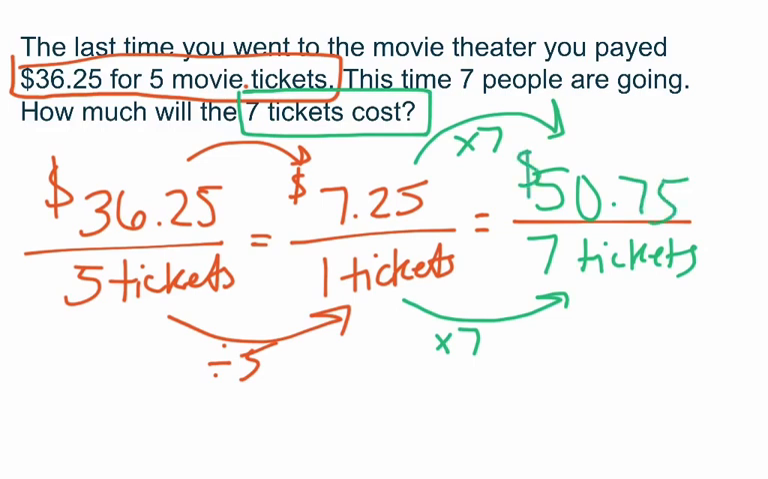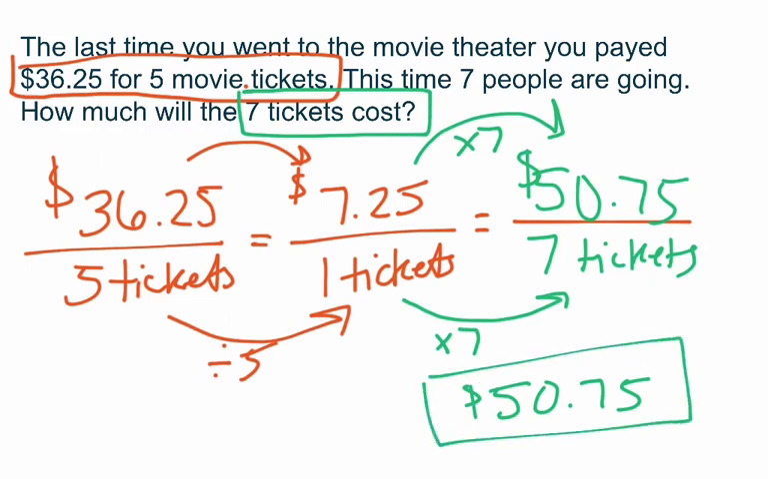Okay, rereading that final question. How much will the 7 tickets cost? They will cost $50.75, including that label in there. Box in my final answer.